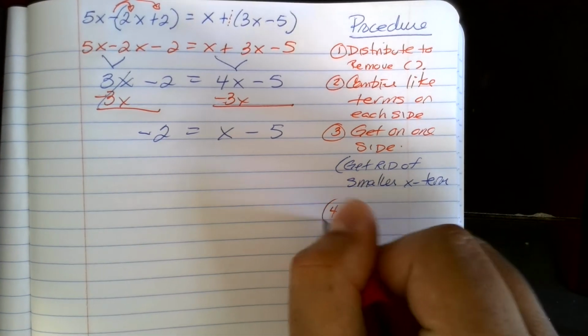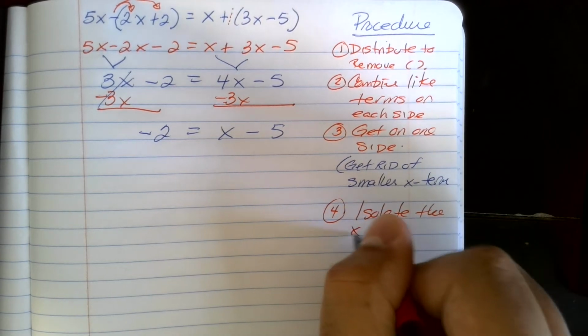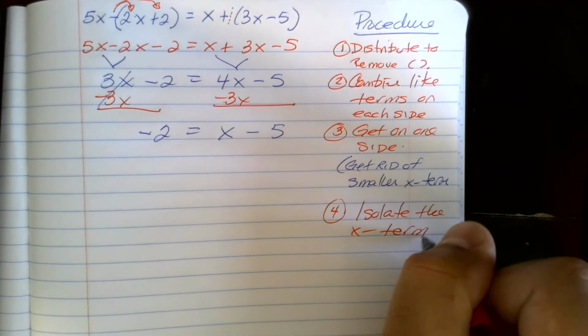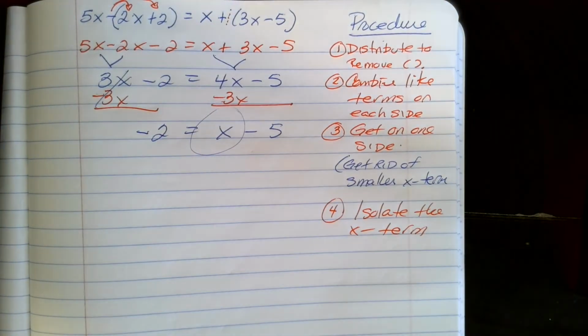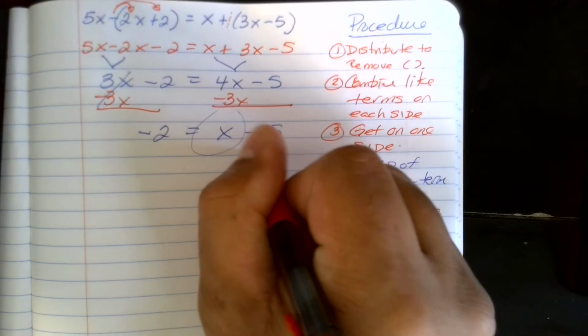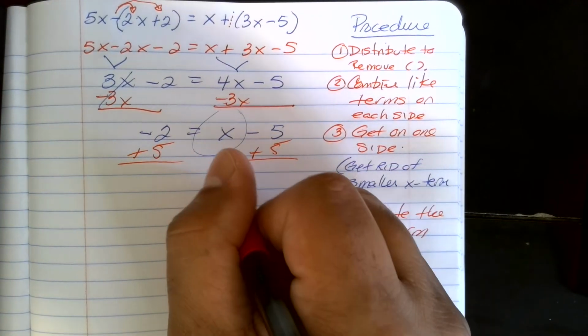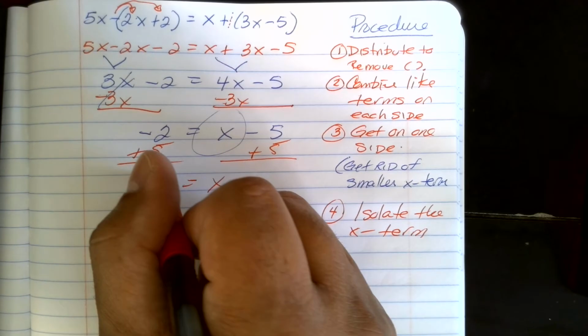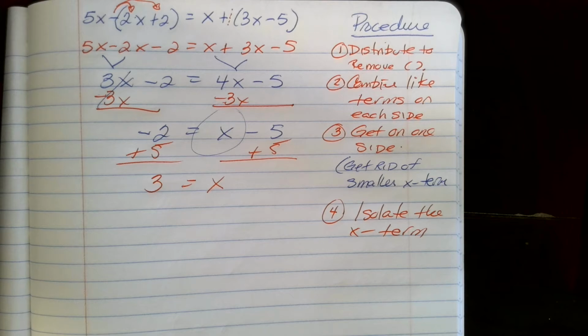And now I want to isolate the x term, which in this case, this would be the x term. So I want to get that by itself. So I want to add 5 to both sides of the equation. And I'm going to end up with x is equal to 3.